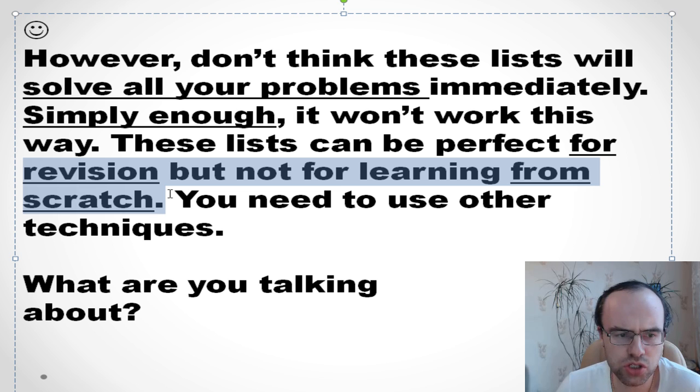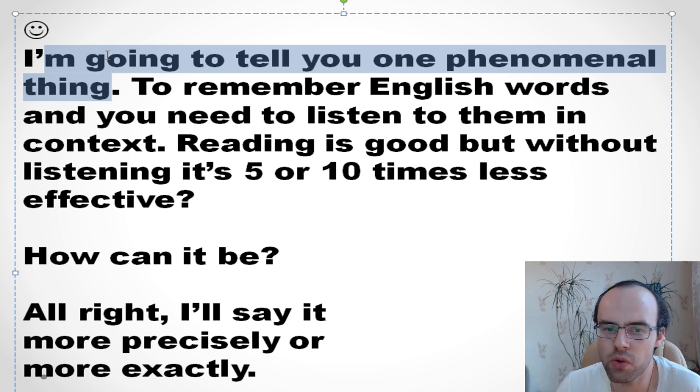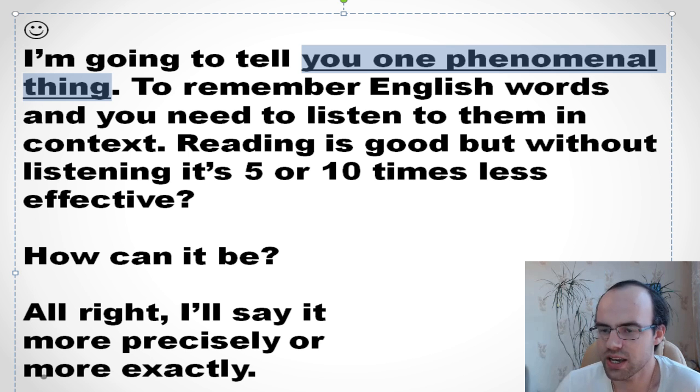What are you talking about? Please listen. I'm going to tell you one phenomenal thing. It means a very, very important thing, of great importance, and it's like a scientific discovery. It's a very big discovery. So to remember English words, you need to listen to them in context. Yes, a very important thing, to listen to them in context.